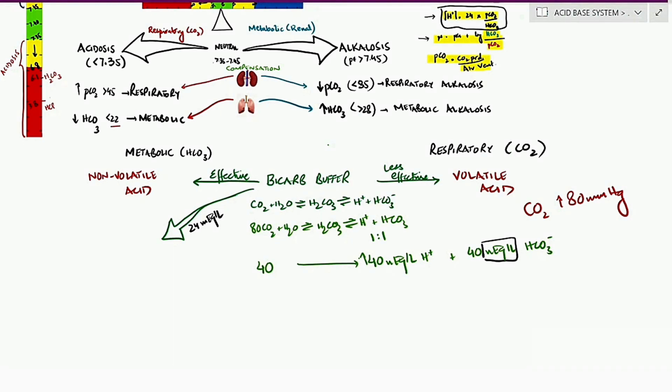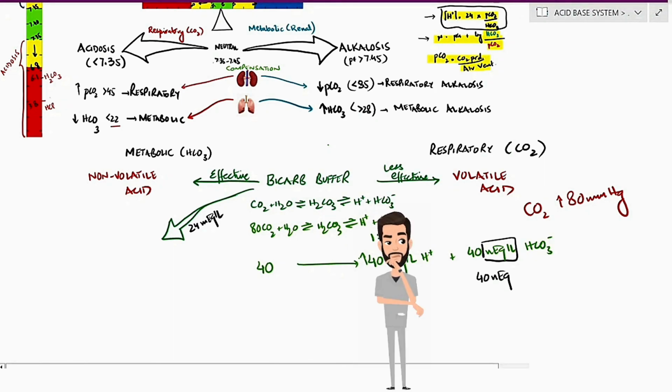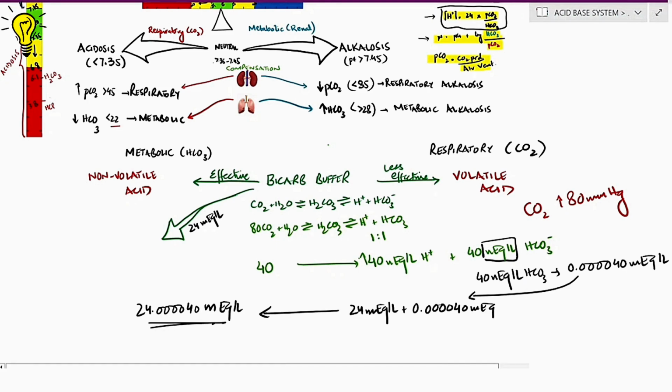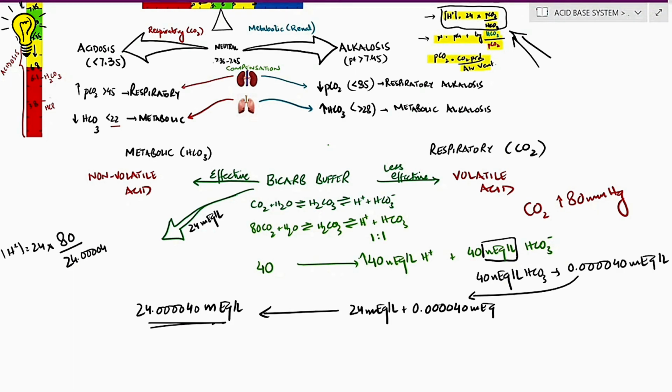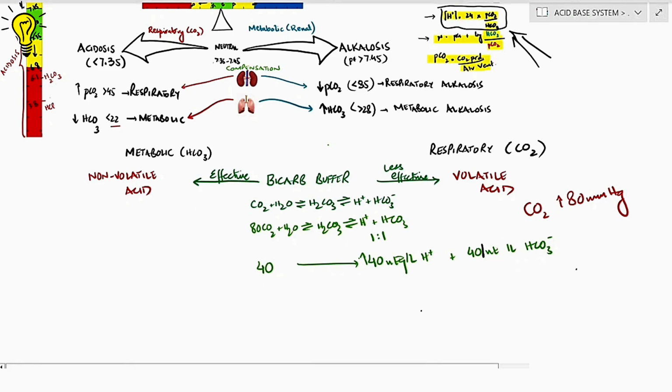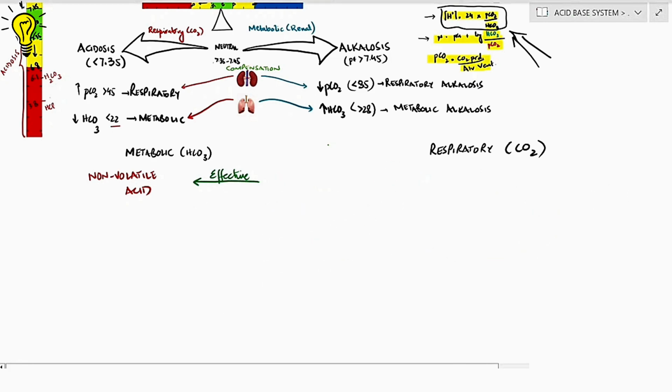So how much compensatory increase through the buffer system? 40 nanoequivalents of bicarb, if we convert it into milliequivalents, is 0.00004 milliequivalents per liter. So the new value of bicarb would be 24.00004 milliequivalents per liter. Put that into the equation, 80 for carbon dioxide and 24.00004 for bicarb ions. The net hydrogen ion calculated this way, the new value of hydrogen ion will be 80 nanoequivalents per liter, which makes the pH 7.1. So these are among a few limitations unexplained by the traditional way of looking at the acid-base balance of the body, right?